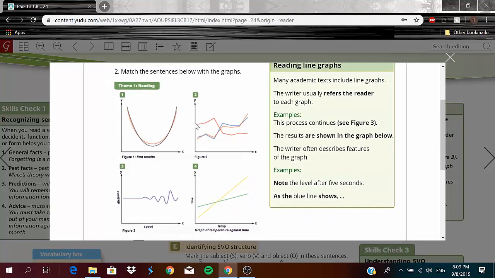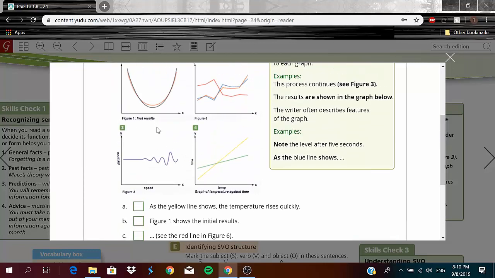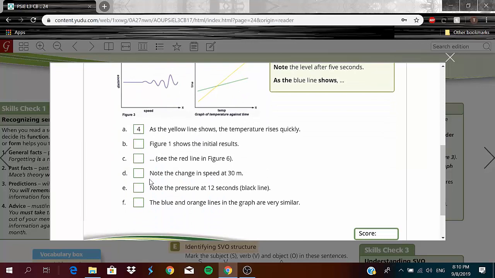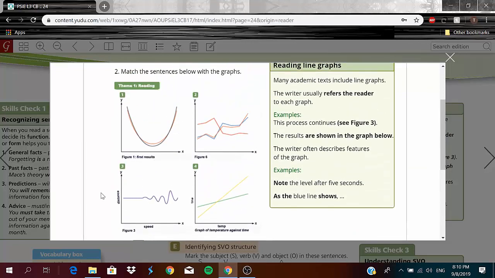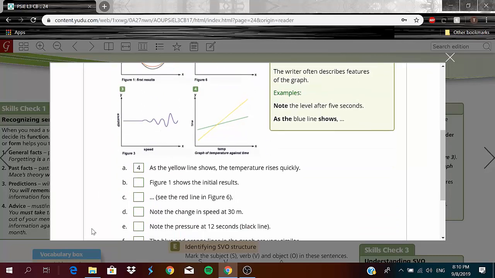Okay, so here we have 4 graphs, right? Figure 1, and they're obviously different figures, but these are all graphs. Okay, so here we have A. As the yellow line shows, the temperature rises quickly. What do you guys think? As the yellow line, so here we have only one graph that has a yellow line, and the temperature rises, so goes upwards quickly. So A will be graph 4. So I'll just say 4. Okay? And then we have B. Figure 1 shows the initial results. So figure 1, here we have figure 1. Initial means first, so first results, so B will be 1.